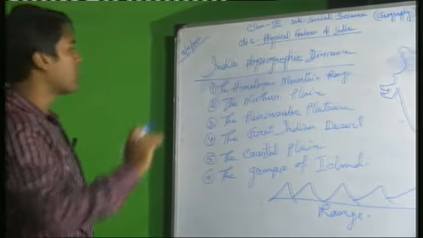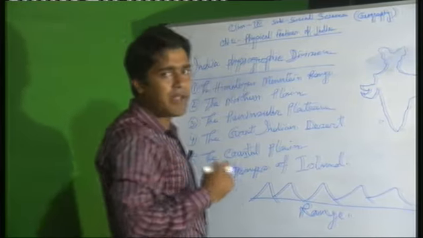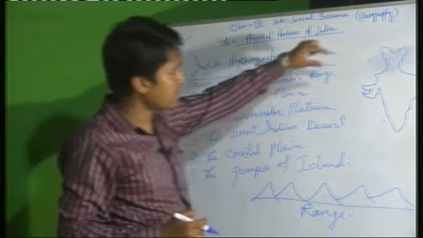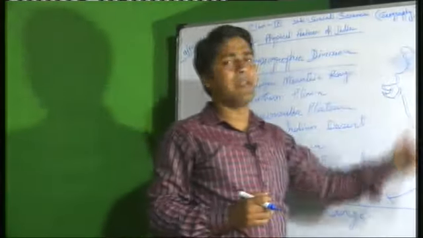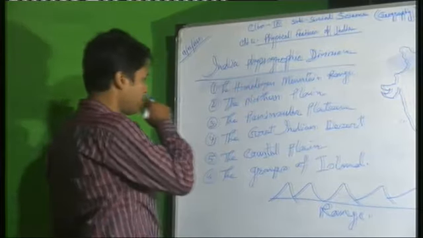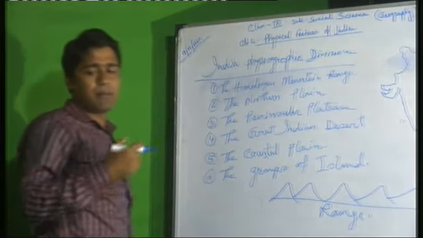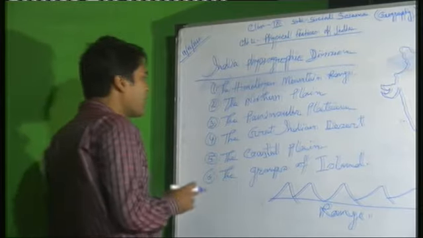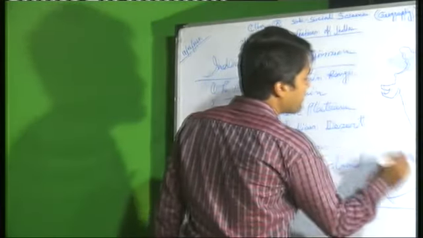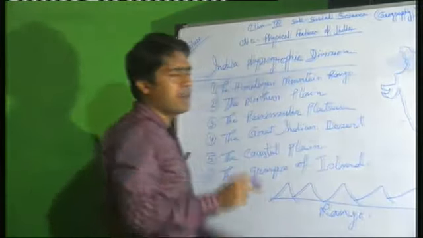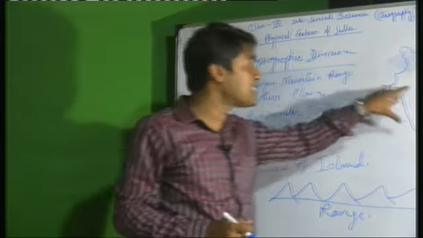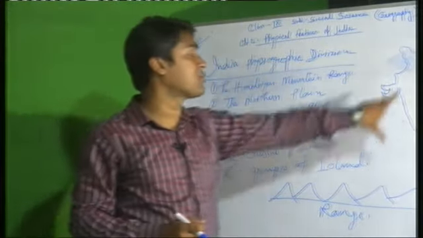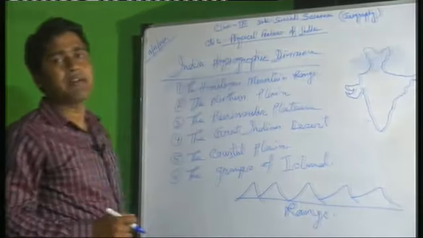Now, south of the Himalayan mountain range, this is the northern plain. After that, the peninsular plateau. Peninsular means a triangular landmass which is bounded by water on 3 sides and by land on 1 side. India's southern portion, the triangular landmass, is called the peninsular plateau, and this southern block is part of Gondwana land.